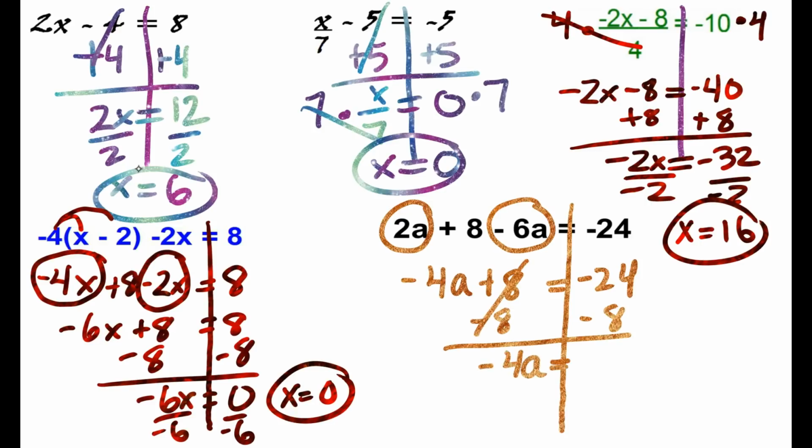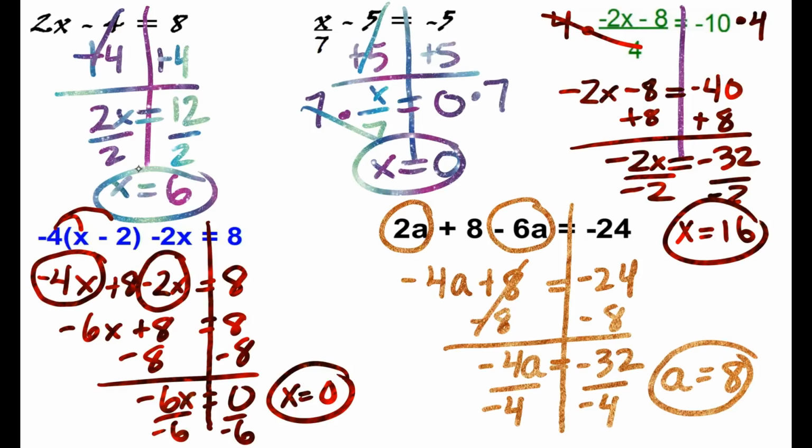Please listen to me, y'all. I'm trying to help your life. You know what I'm saying? Divide by negative 4. Divide by negative 4. A is equal to 8. Not variables on both sides. It's not. It's just not.